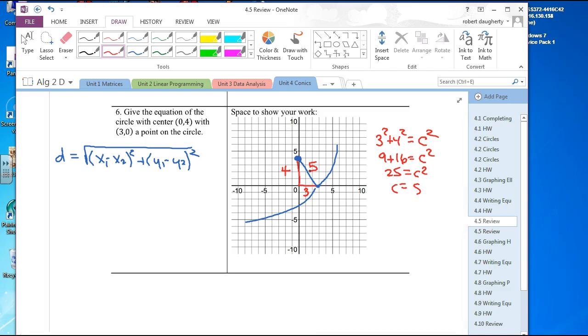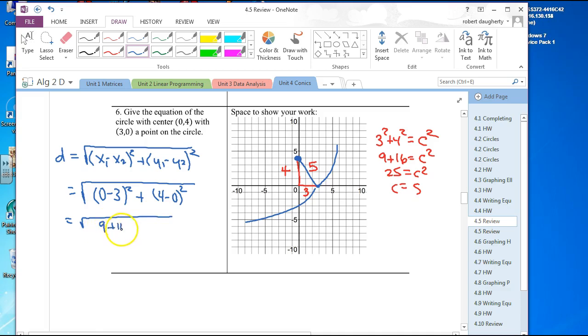Same thing, if I had just used the distance formula, I'll get the same thing. The distance is going to be the square root of the difference in your x's plus the difference in your y's squared. So this is the square root of 9 plus 16, which is square root of 25, which is 5. So now all of that to say, I do know the center and the radius. So if the center is here, this is x minus 0 squared plus y minus 4 squared. If the radius is 5, this has to equal 25.